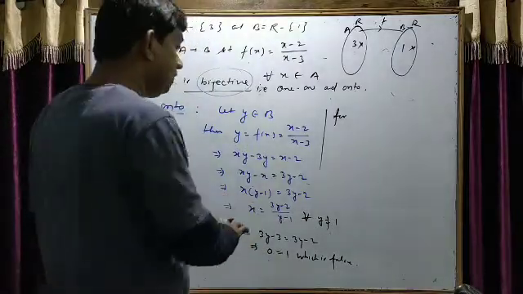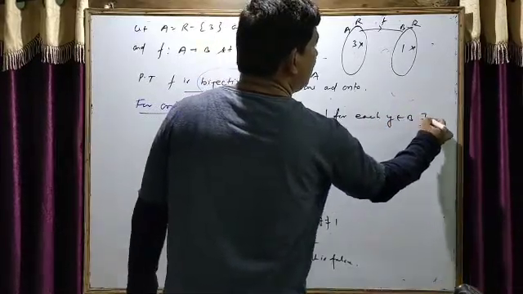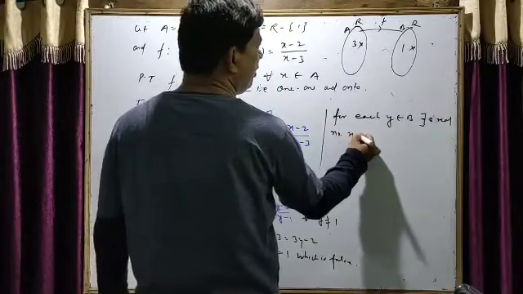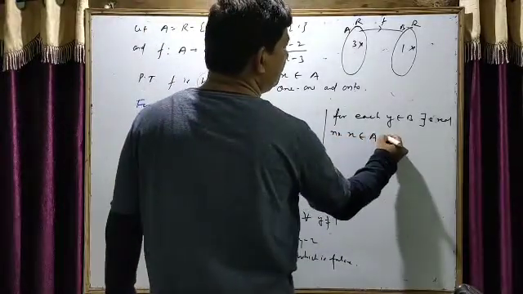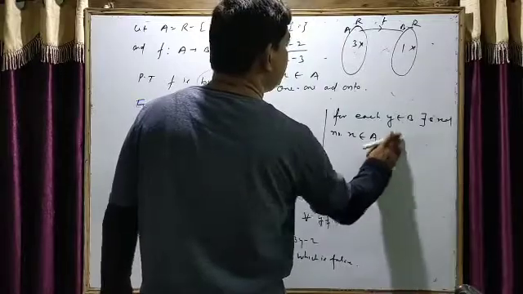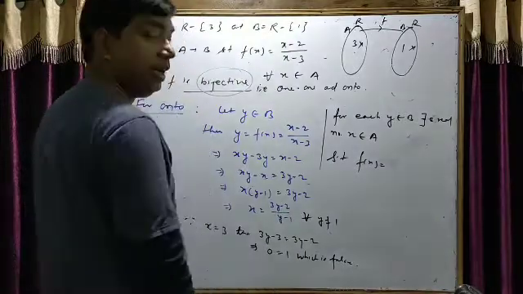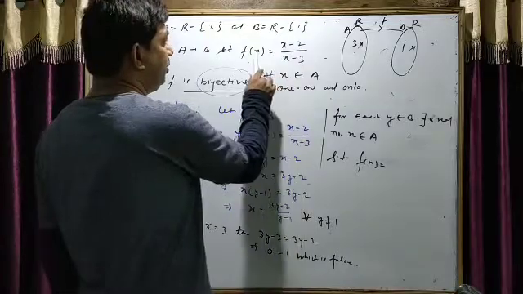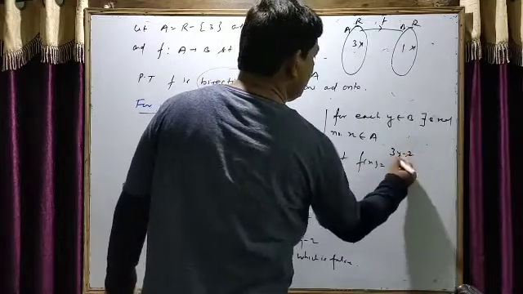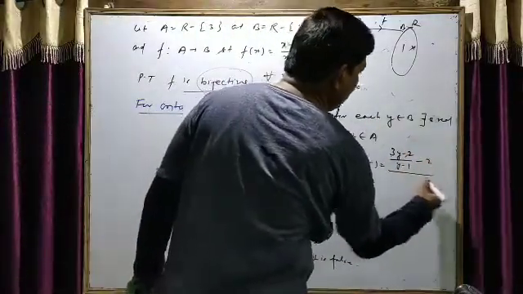That means f of x equal to y. Now for each y belonging to B, there exists a real number x belonging to A such that f of x is equal to y. What is x? x is (3y minus 2) by (y minus 1). Now write this in place of x. So x means (3y minus 2) by (y minus 1) in place of x.